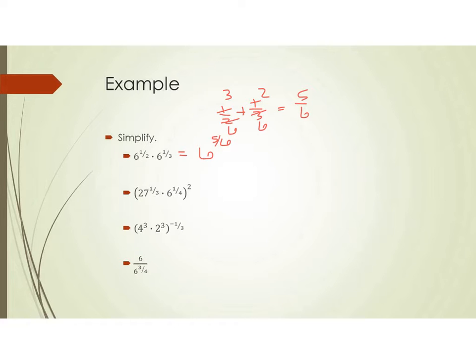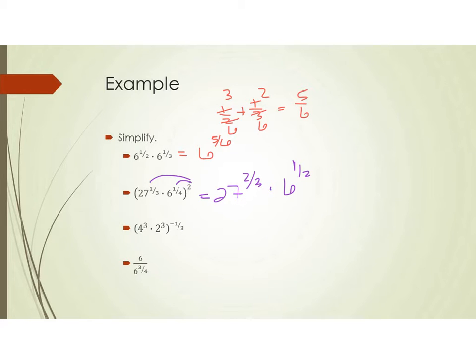The next one here, we don't have the same base, but we have a product to a power. So recall that that power goes to everything in the product. Okay, and so we're going to have 27 to the 2/3 power times 6 to the 2/4, which is going to be 1/2. And that actually, I think, simplifies a little more, but that's not the point of what we're doing right now, so we will simplify that more a little later.